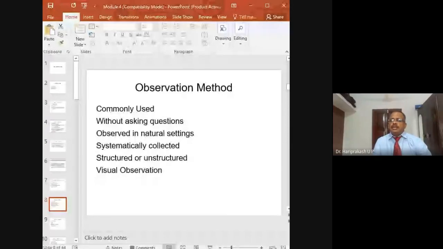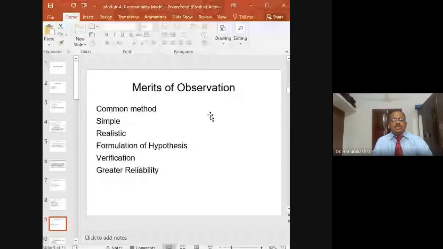Merits, some of the advantages of observation: it is one of the common methods of data collection. It is a simple method, not complicated. You don't need expertise in data collection when you are doing observation. Some knowledge is required.